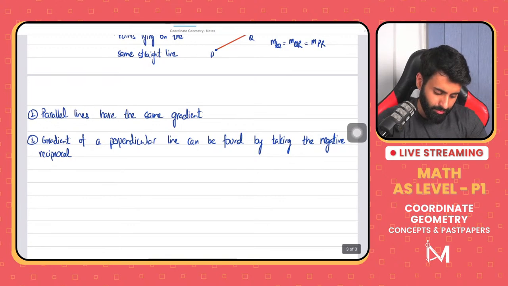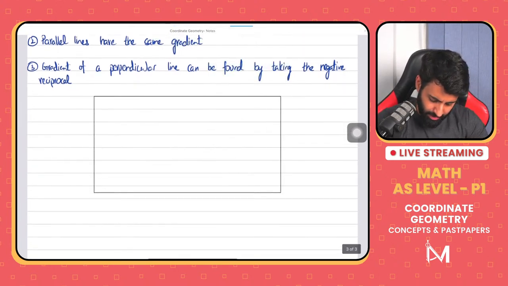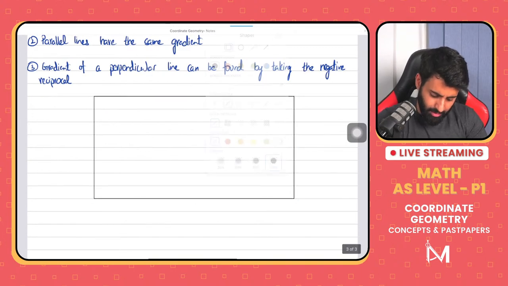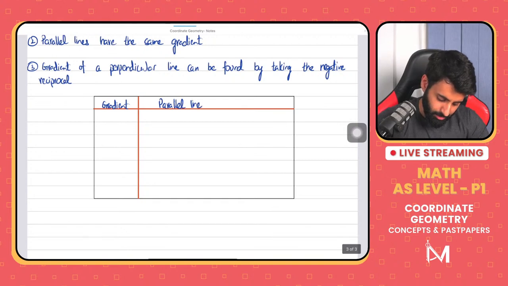Now what I like to do is do a few examples where, let's say, you have a straight line. Here you have the gradient of a straight line, and you have to tell me what will be the gradient of the line parallel to it. And in the column next to it, we will write down the gradient of the line that is perpendicular to it.